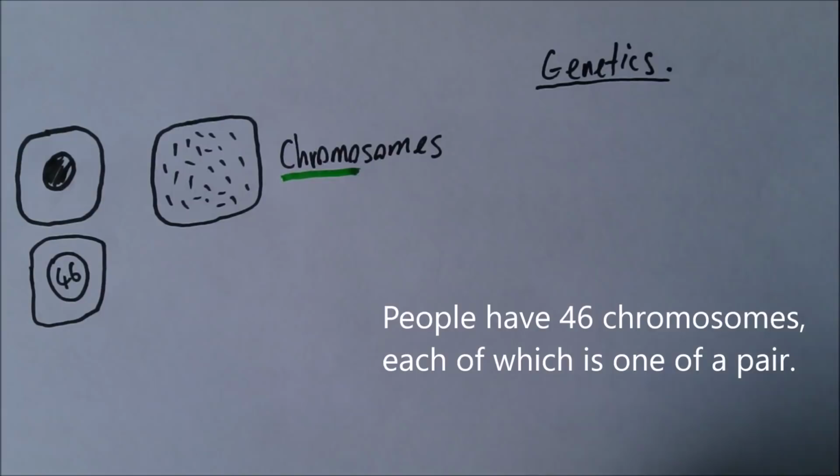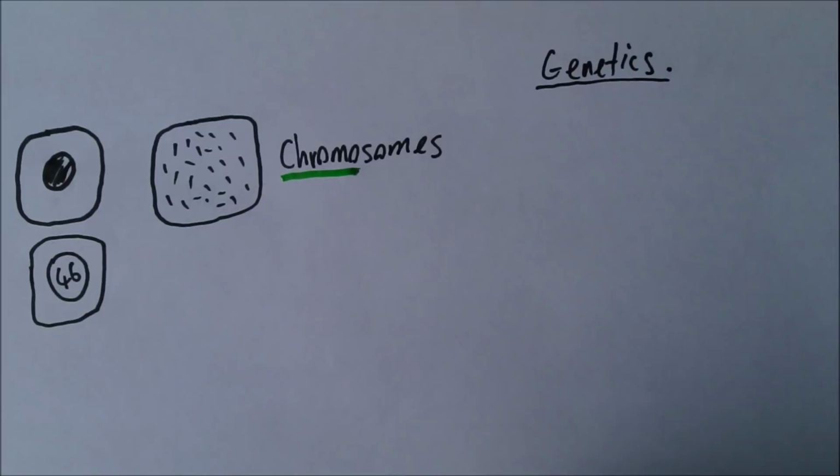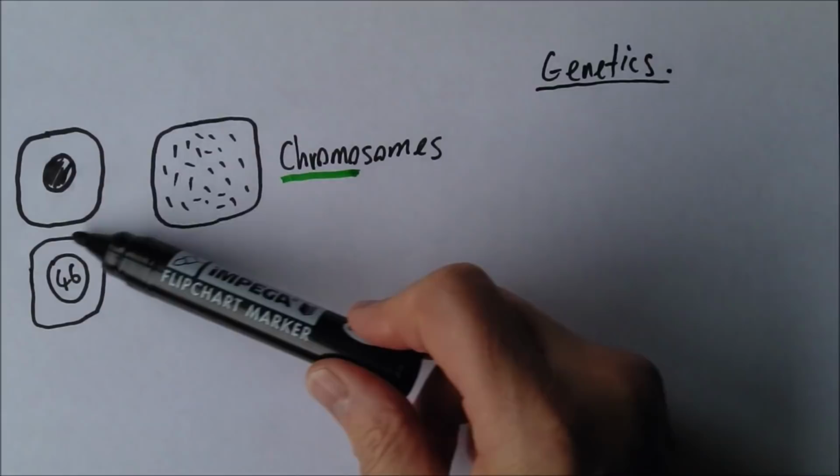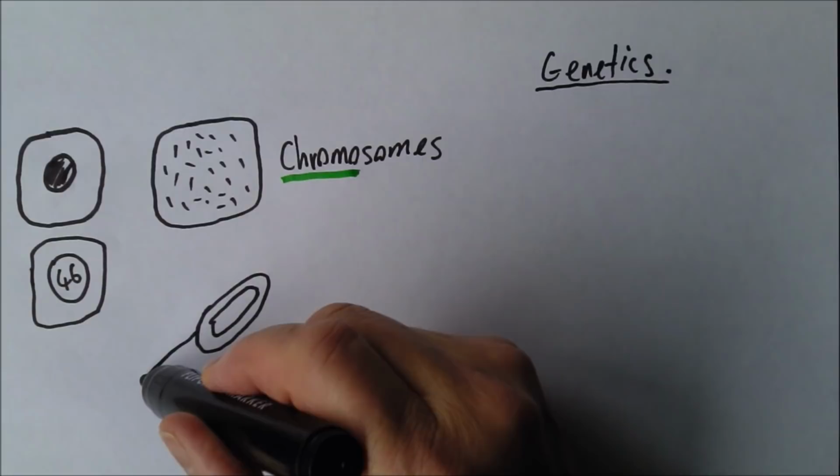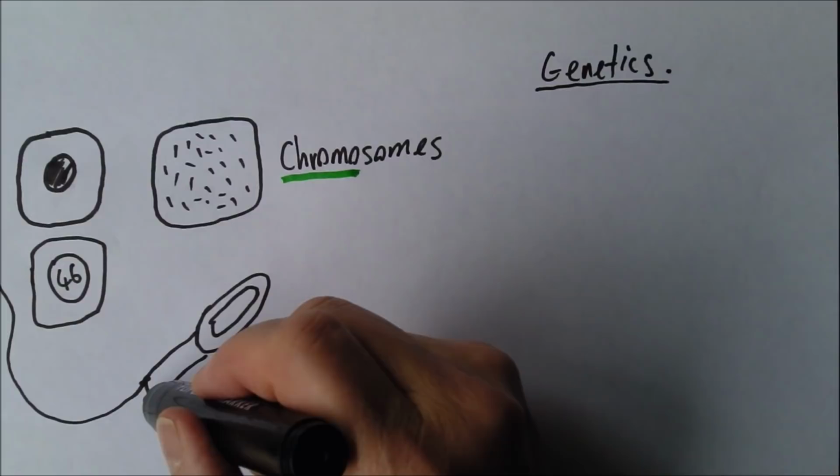And actually, the 46 are in 23 pairs. So most of them are in pairs that look the same. Now, the question in genetics, of course, is where did this body cell come from? Well, all of your body cells derived from one of these from your dad, one of the spermatozoa or the sperm cells, one of those sperm cells.